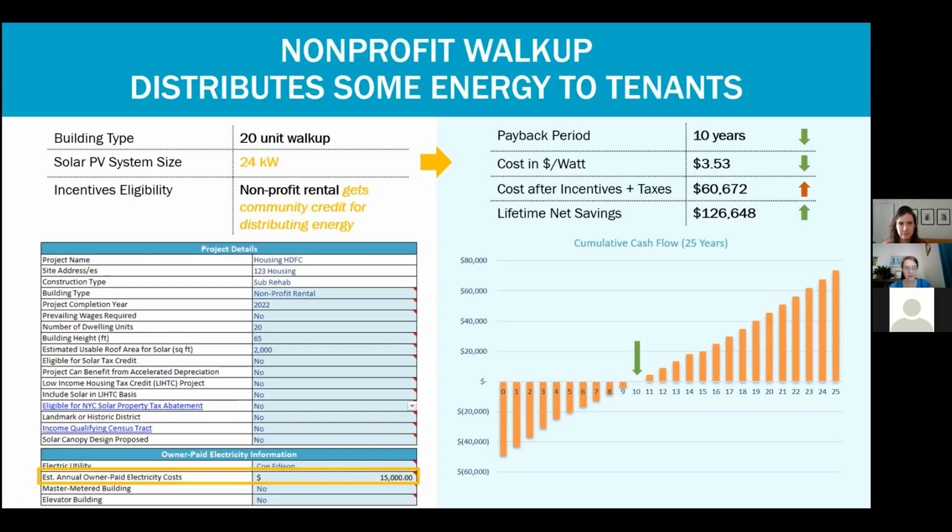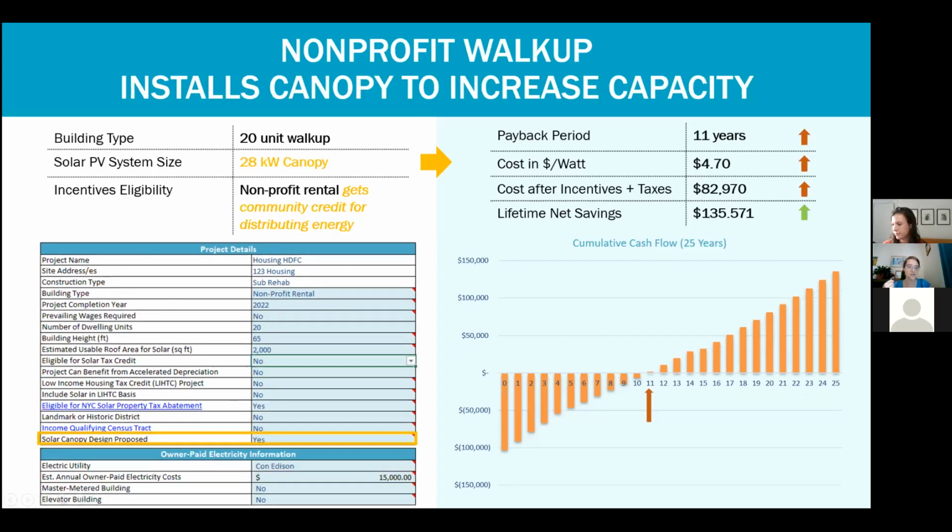So they switched to a canopy array, and now it's a 28 kilowatt system. But because canopies are so much more expensive than planar arrays, this is actually probably not a great idea because it increases the cost per watt, and it increases the lifetime net savings a little bit, but not a ton. And so I would probably recommend for this building to go with the planar array with 24 kilowatts rather than the canopy array at 28 kilowatts.